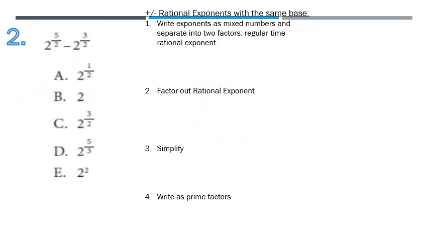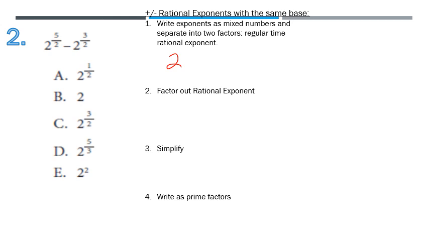All right, so this is one of the questions you would get as you are progressing and doing well on the TSI, so it's a little harder. We have rational exponents, adding and subtracting rational exponents with the same base. So the first thing we're going to do is write the exponents as mixed numbers and separate into two factors. So 5/2 as a mixed number, you're asking yourself, how many times does 2 evenly go into 5, and what's your remainder?